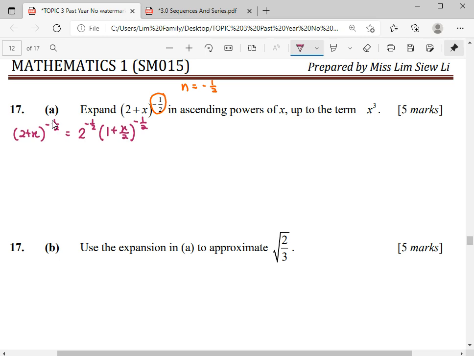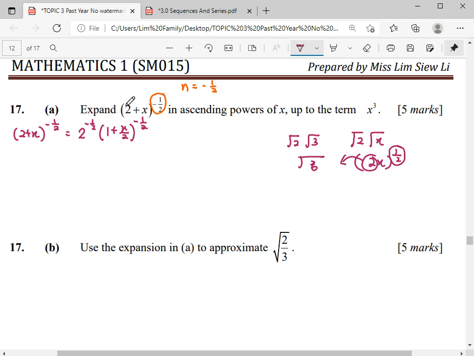Because if we use the rules of indices, if this is root 2 times root 3, we can put it together as root 6. If we have root 2 times root x, we can put it together as 2x to the power of 1 over 2. So when you want to factorize a value out from the bracket, make sure it is in the same power. Here, I'm going to factorize the 2 out in order to make the first item 1, so when I factorize this 2 out, it has to be to the power of negative half.